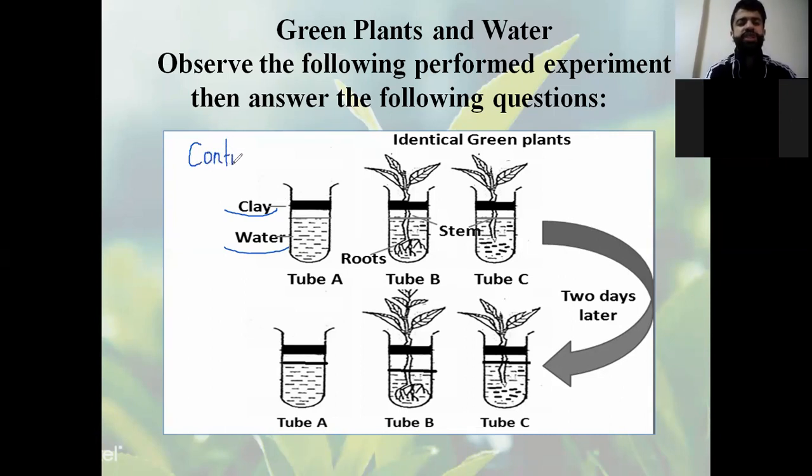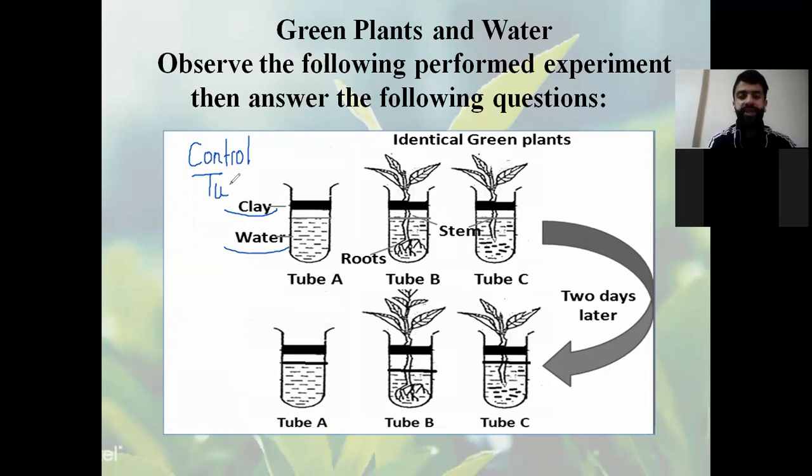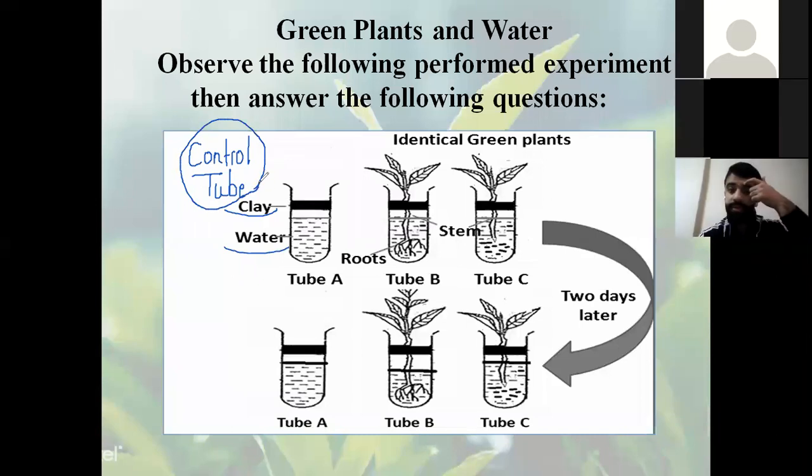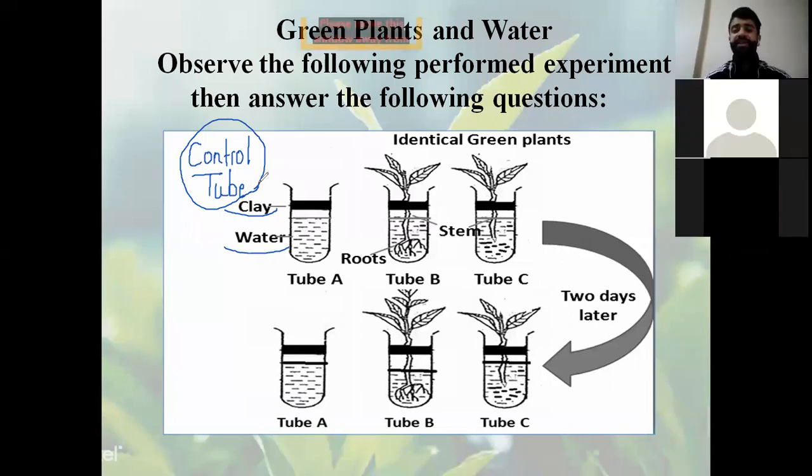Who remembers what is the role of the control tube? Why do we use a control tube? We talked about this in the digestive system. Yes, Razan. What is the role of the control tube? Yes, it is used to compare the results in an experiment, to compare and explain the experimental results. Very good. So it's used to compare the experimental results.